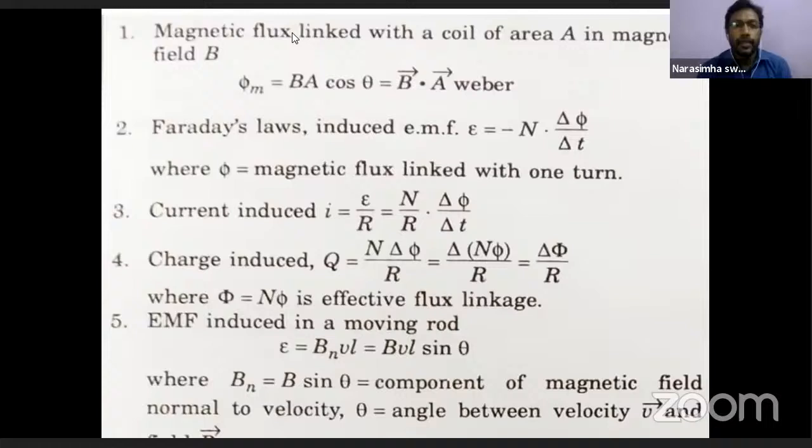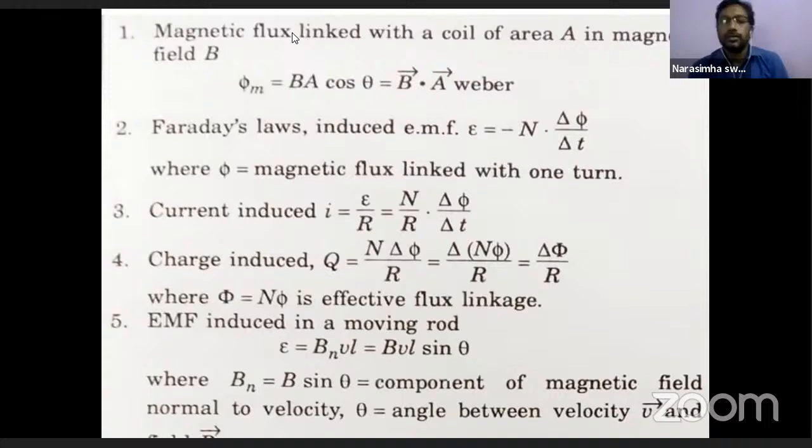Then Faraday's laws. There are two laws, right? Faraday's laws give the induced EMF. You should be very cautious about these laws, very important. Once you are strong with the concept, then only you will be able to solve these problems. So how this induced EMF will be generated, that is very important. In that, two laws are there, and EMF is electromotive force. So E is equal to minus N d phi by dt.